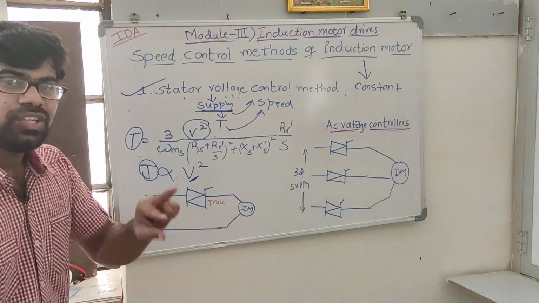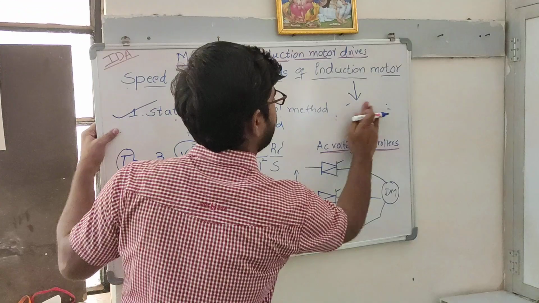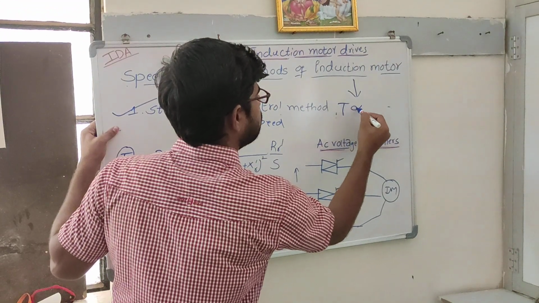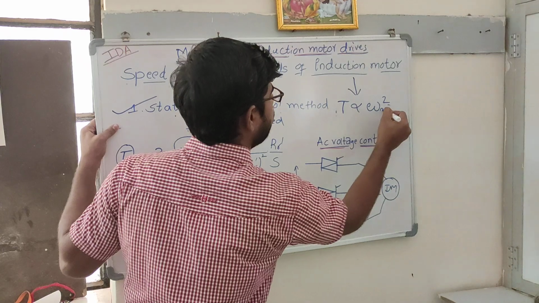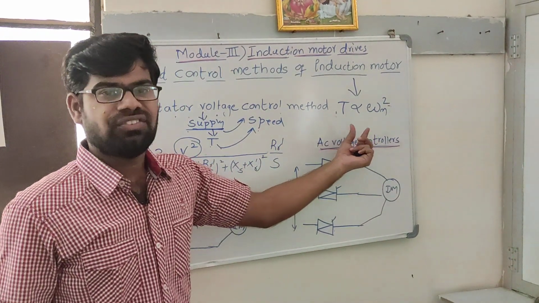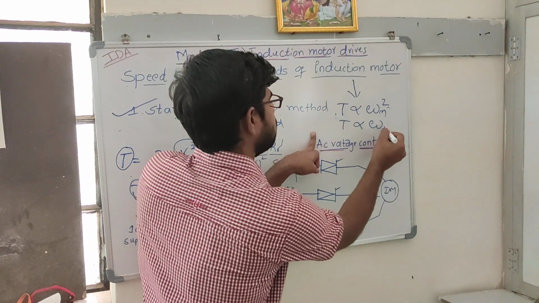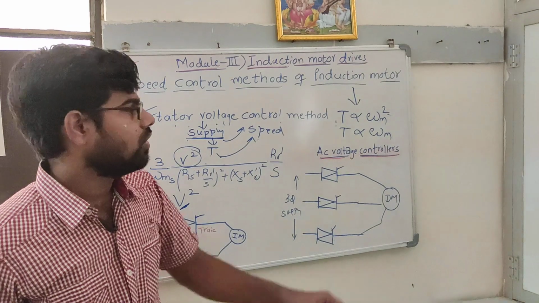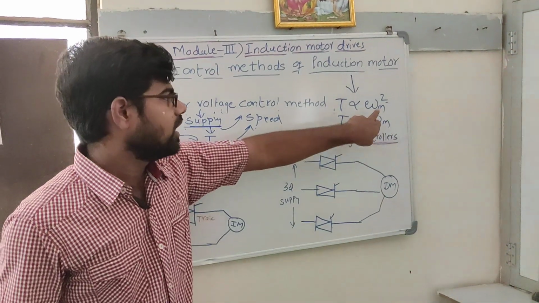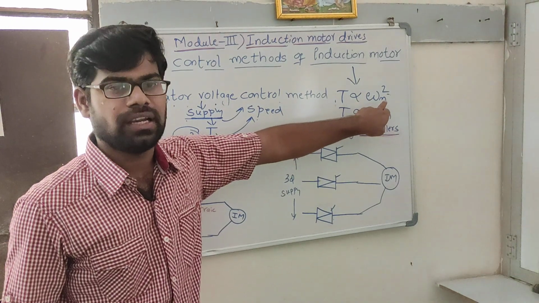Then what is the relation between torque and speed here? There is a relation. Torque is proportional to omega m square. For different applications we have different relations, but there is a relation between torque and speed. For a fan or this kind of induction motor, torque is proportional to omega m square.